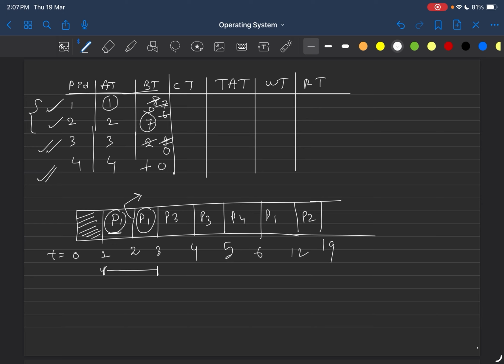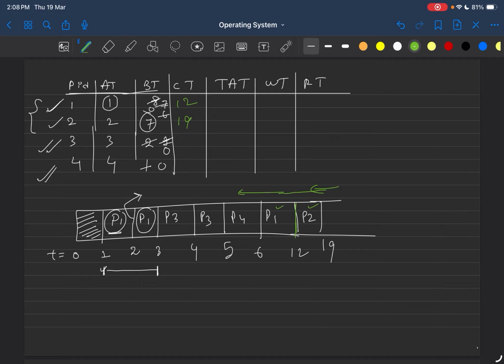Okay, now let's fill this table. I have already told you one trick. While filling the completion time, always come from this right side. So what is the completion time of process 2? That is 19. Write it down, 19. What is the completion time of process 1? If you see here, the completion time of process 1 is 12. Write it down. So I'm moving like this. P2 is done, P1 is also done.